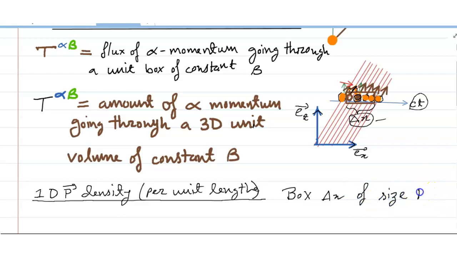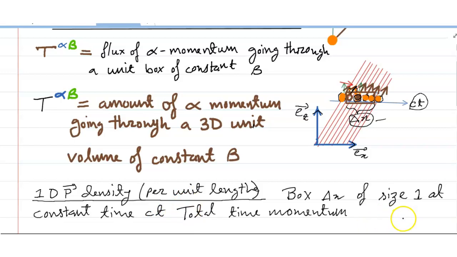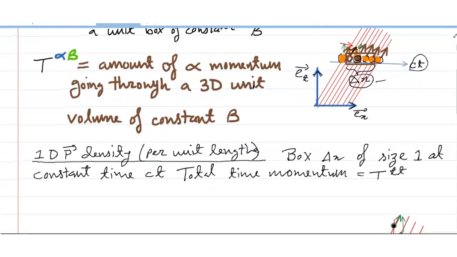1 at constant time ct. Total time momentum, T tt, total time momentum equals T tt, and total x momentum equals T xt.